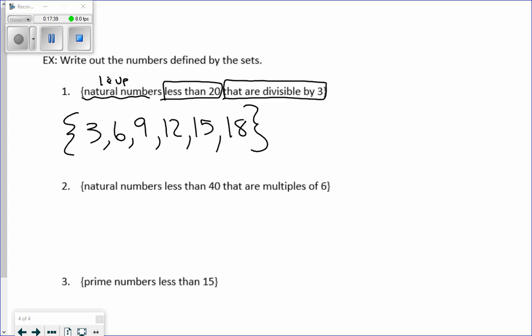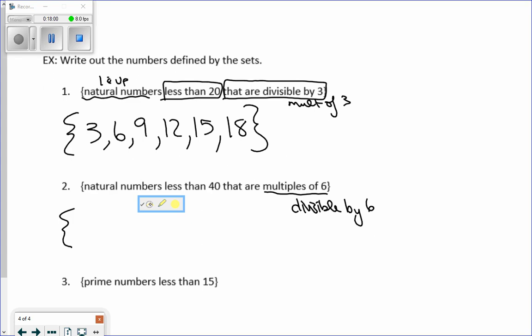Okay, natural numbers less than 40 that are multiples of 6. So like I said, another way to say this is divisible by 6. Whatever floats your little boat. I find that most students prefer the multiples word versus the divisibility rules. The reason for that is when you learned math in elementary school, the first thing you learned was add, the second thing you learned was subtract, the next thing you learned was multiply, and then they took off a couple of years and then they taught you division.